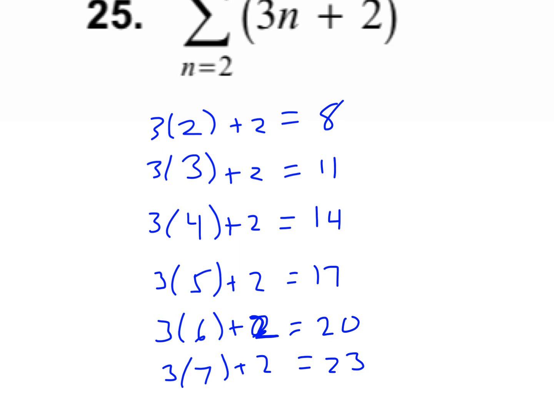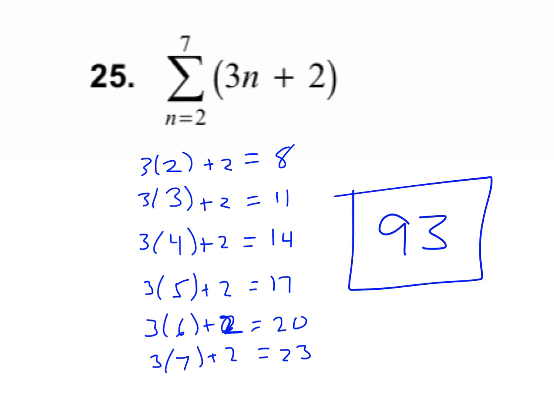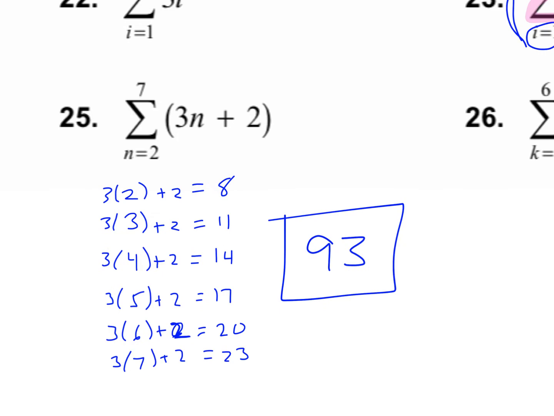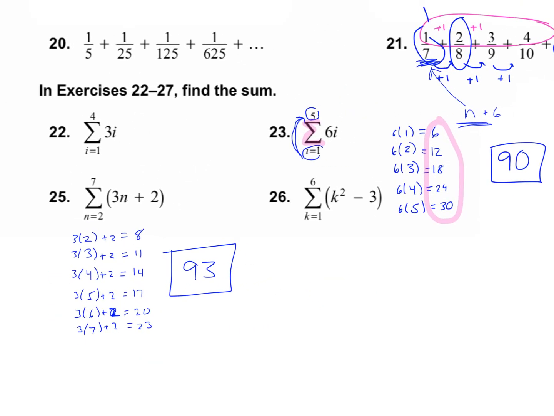What do we get when we add them all together? 93. Everybody agrees? Yeah. 93. Any questions from this section? So just remember, the little summation means we add.